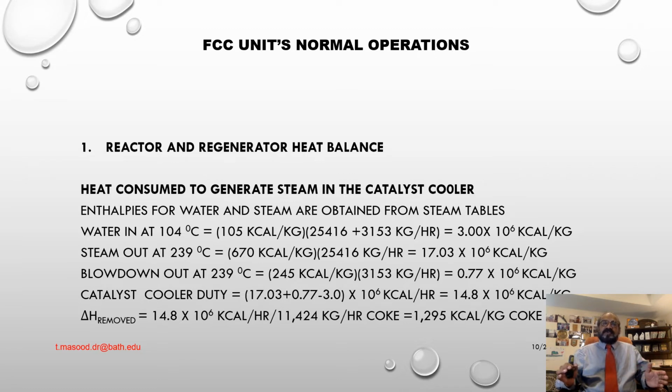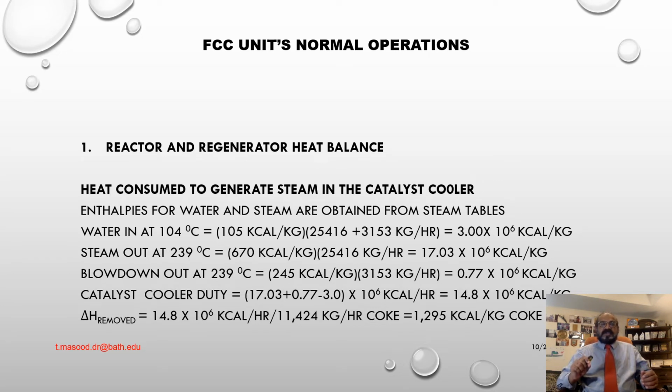Number three, blowdown out at 239 degrees Celsius is equal to 245 kilocalorie per kg times 3,153 kg per hour, which is equal to 0.77 times 10 to the power 6 kg per hour. Okay, catalyst cooler duty is equal to 17.03 plus 0.77 minus 3 times 10 to the power 6 kilocalorie, which is equal to 14.8 times 10 to the power 6 kilocalorie per hour.